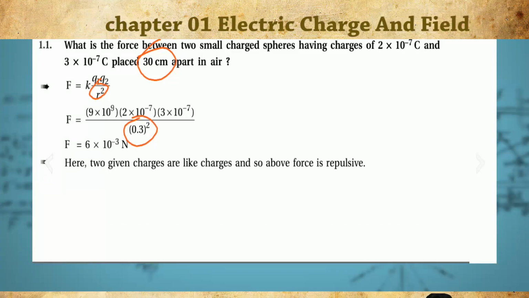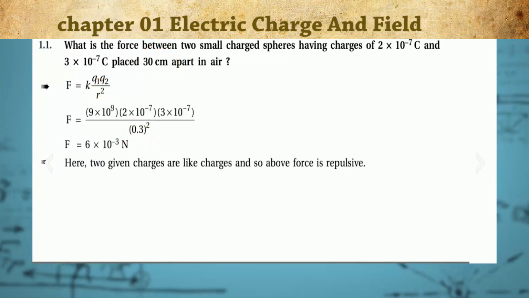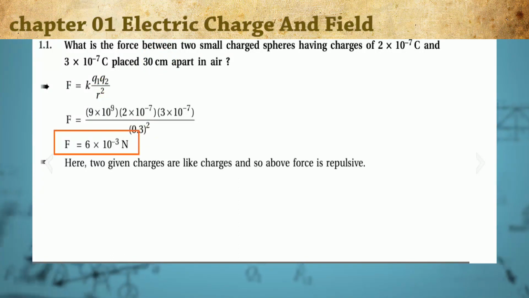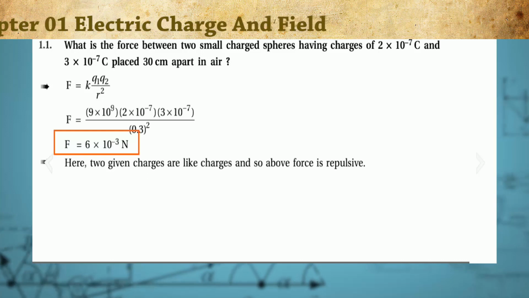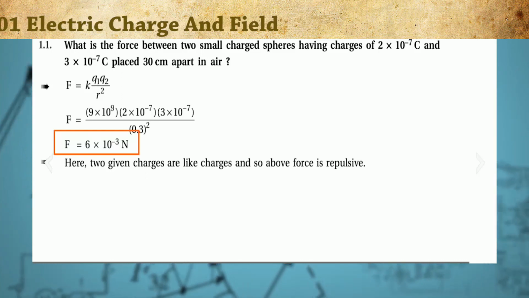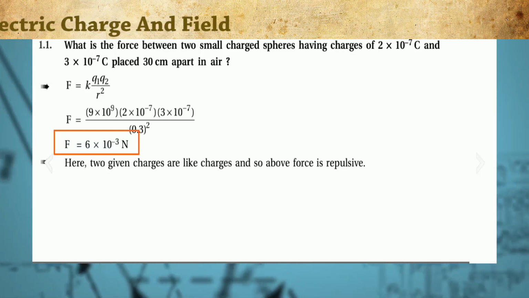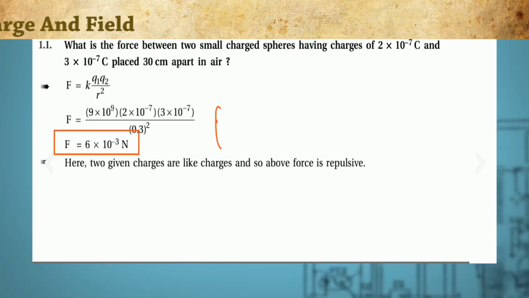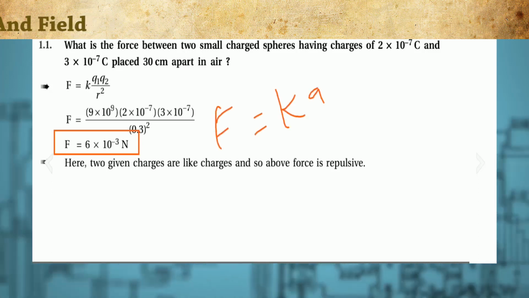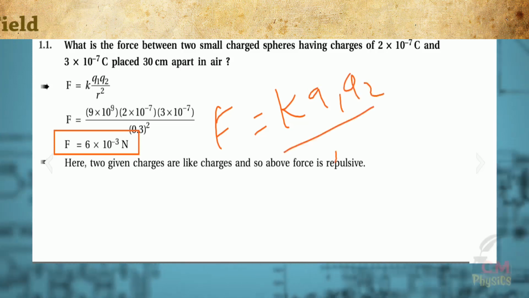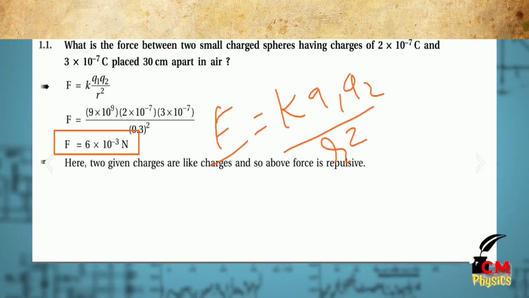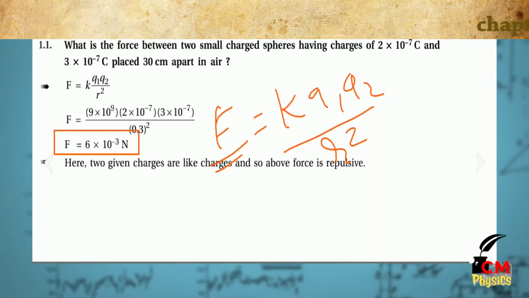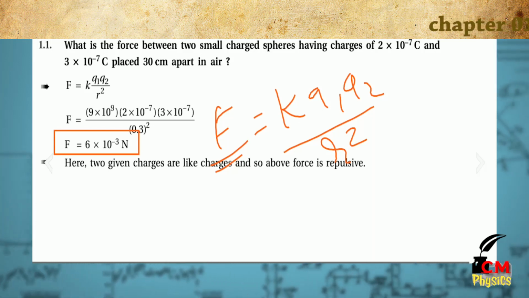When you put in the mathematical calculations, you get the answer F is equal to 6 into 10 raised to minus 3 न्यूटन. दोस्तों ये क्वेश्चन सिंपल क्वेश्चन है, बेसिक क्वेश्चन है, डिपेंड्स ऑन द कूलम्स लॉ. F is equal to K Q1 Q2 by R square.